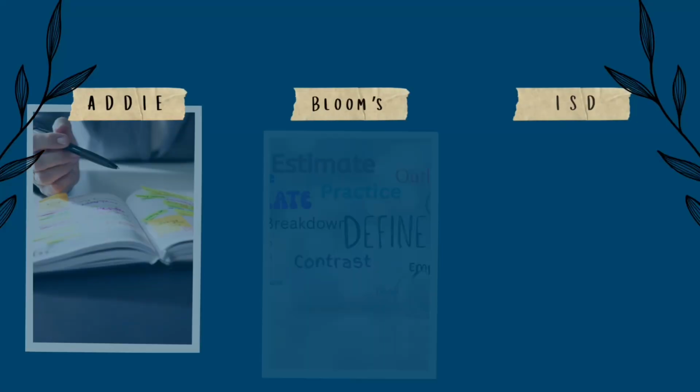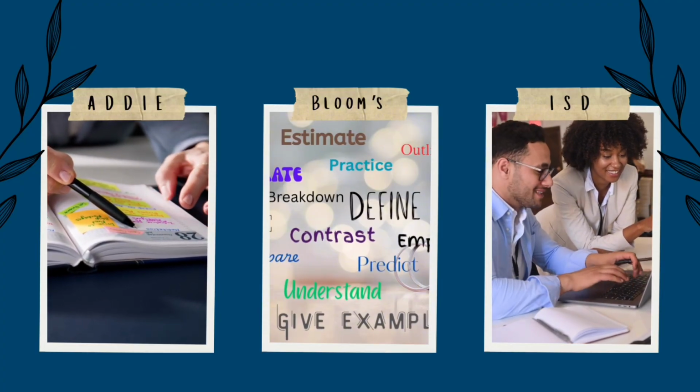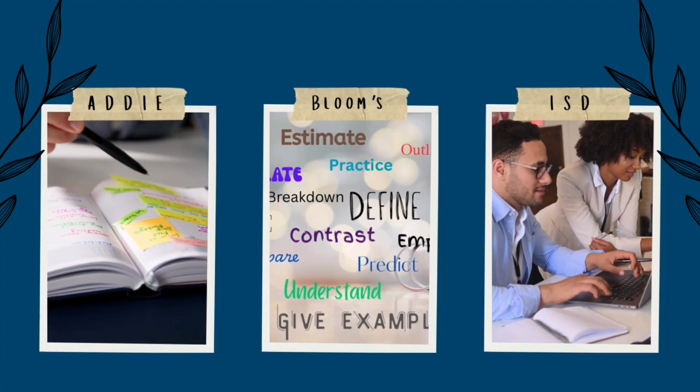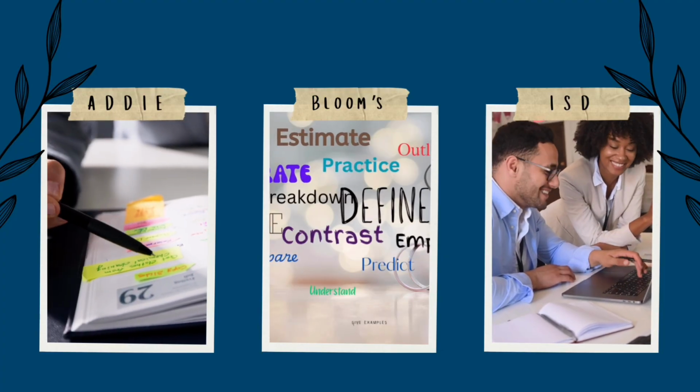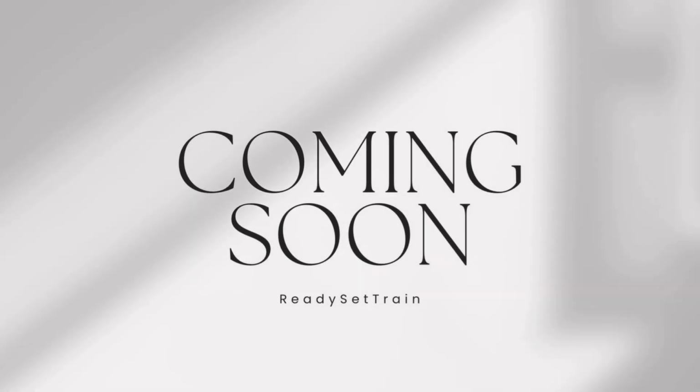Okay, so now you've got structure through ADDIE, clear objectives via Bloom's taxonomy of action verbs, and real-life engagement using basic instructional design concepts. But here's the thing. How do you know it actually worked? That's where Kirkpatrick's levels of evaluation comes in. And if you've never heard of that before, I promise you, you're gonna love what's coming next.